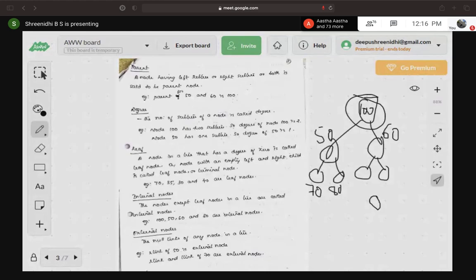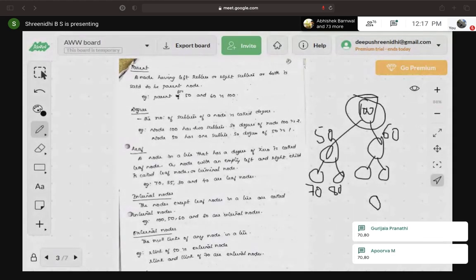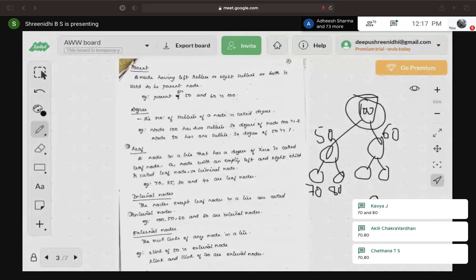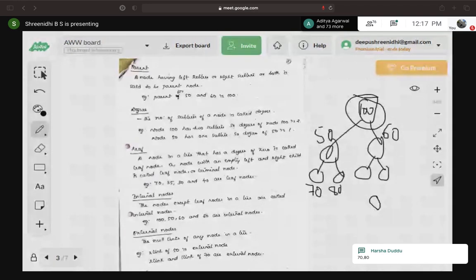Here in this example, what I have written on the board, can you tell me the leaf nodes? Section B, nobody is replying. Yeah, Sudarshan, after a long time you are replying. Good. Yes, 70 and 80 will act as the leaf nodes of this tree. Okay.